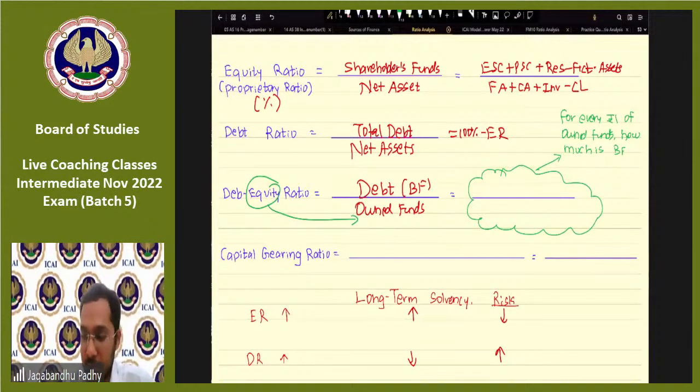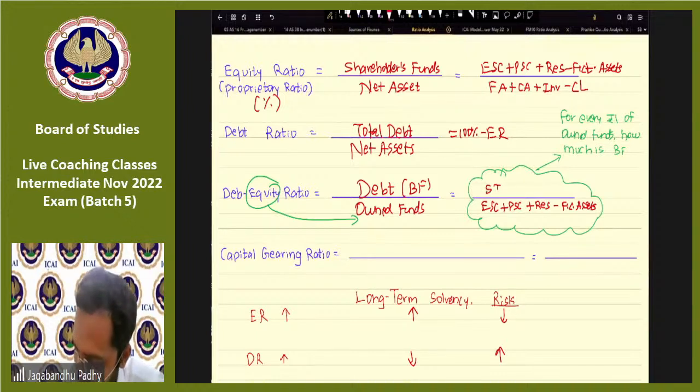When I say owned funds, it includes equity share capital plus preference share capital plus reserves minus the fictitious assets. That's the denominator. So in the owned funds, we have equity share capital, preference share capital plus reserves minus fictitious assets. And in the numerator, you will have short-term and long-term debt. So both short-term and long-term debt will be there in the numerator.